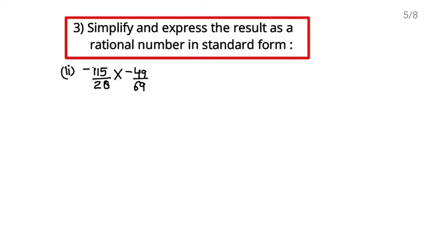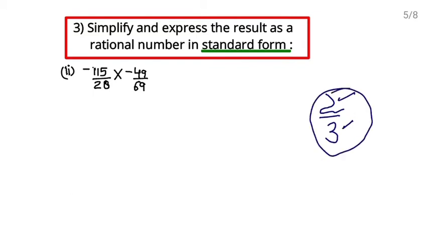Next question, question number 3. Simplify and express the result as a rational number in standard form. First of all, you need to understand what we mean by standard form. Standard form means the numerator and denominator should not be divisible by any same number. That means they should be in lowest form, like 2 upon 3. The numerator and denominator are not divisible by any same number except 1. So this is in standard form.